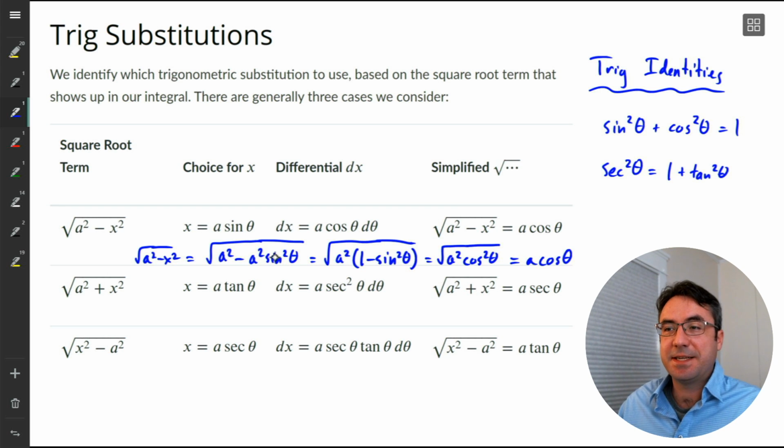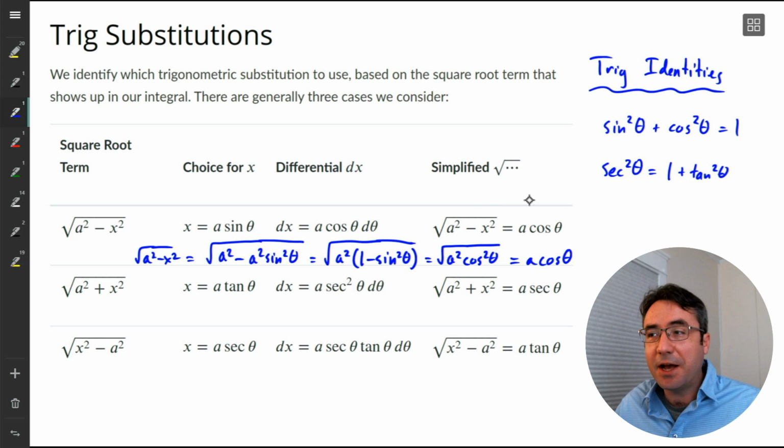Essentially what we're seeing here is because of these trig identities, we're able to take a square root term, plug in our trig substitution, do a little bit of factoring, a little bit of simplifying, and then poof, the square root term is gone.